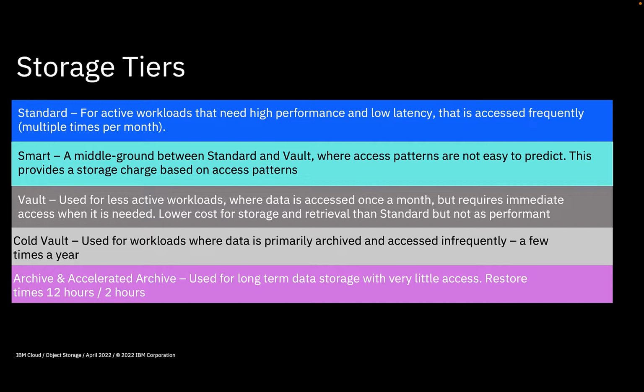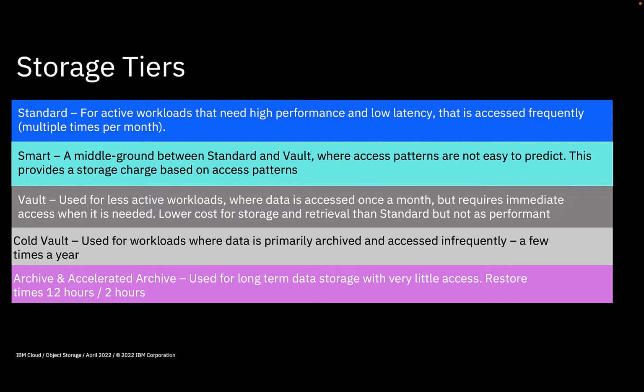Vault is for objects that you know you're not going to access more than once a month, but when you do, you actually want the objects to be retrieved fairly quickly. So this has a lower cost for storage and retrieval than standard, but it's actually a little bit slower to access. And then there's cold vault, and this is for stuff that you would only really access a few times a year. Again, this is cheaper for storage, but retrieval performance, again, is much, much slower.